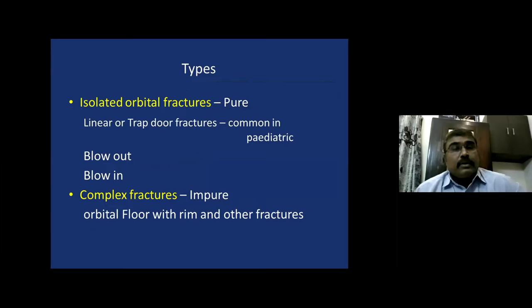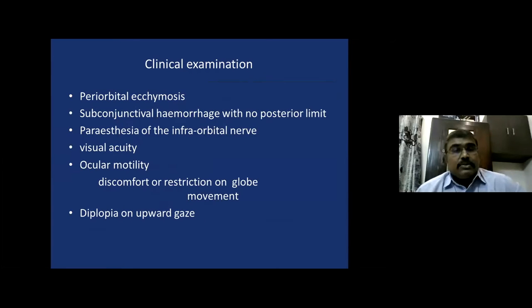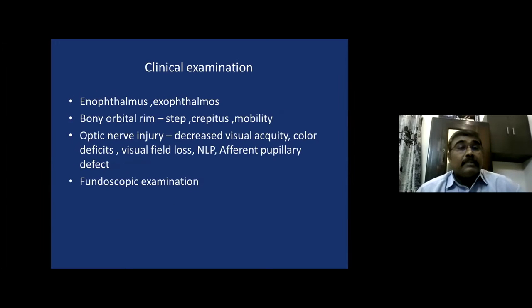Coming to the types of fractures: isolated orbital floor fractures or pure fractures. They may be linear or trapdoor fractures, common in the pediatric age group, or blowout fractures, blow-in fractures, and complex fractures, which are floor fractures associated with rim and other fractures. Clinical examination: we have to check for periorbital ecchymosis, subconjunctival hemorrhage, paresthesia of the infraorbital nerve, check visual acuity, ocular mobility and motility, and check for diplopia. Check the globe position and palpate the orbital rim for step, crepitus or mobility.